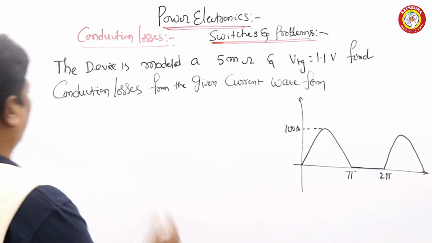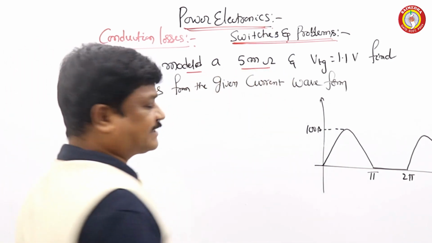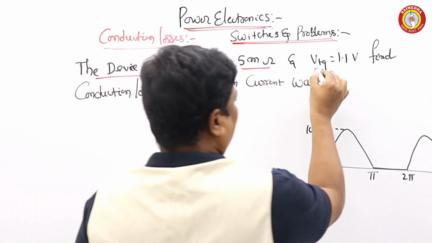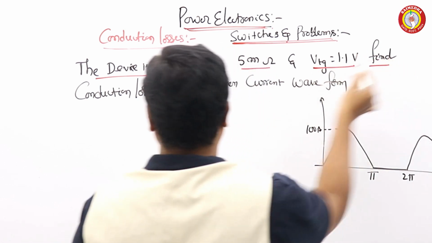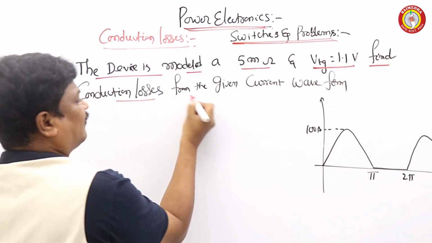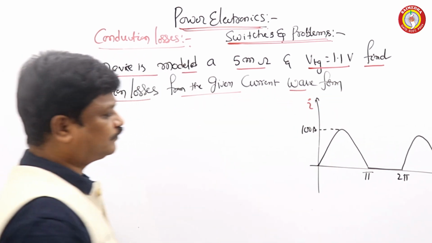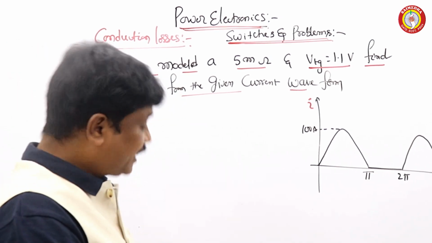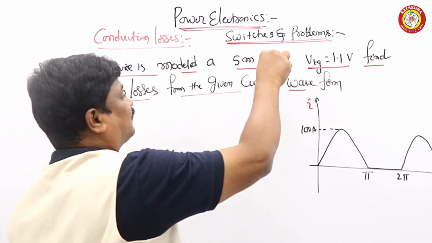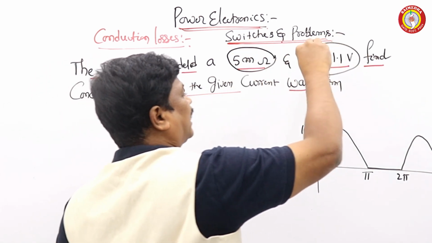So see one more problem. The device is modeled as 5 milliohms resistance and average voltage is 1.1 volt. Find the conduction losses for the given circuit waveform. The current waveform is like this. Because of this on-state resistance we have to calculate the losses, and because of this average voltage we have to calculate the losses.